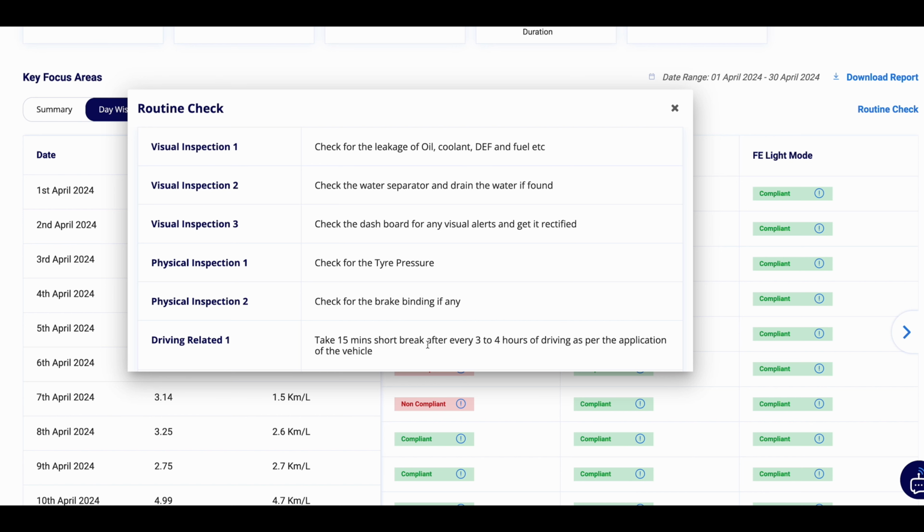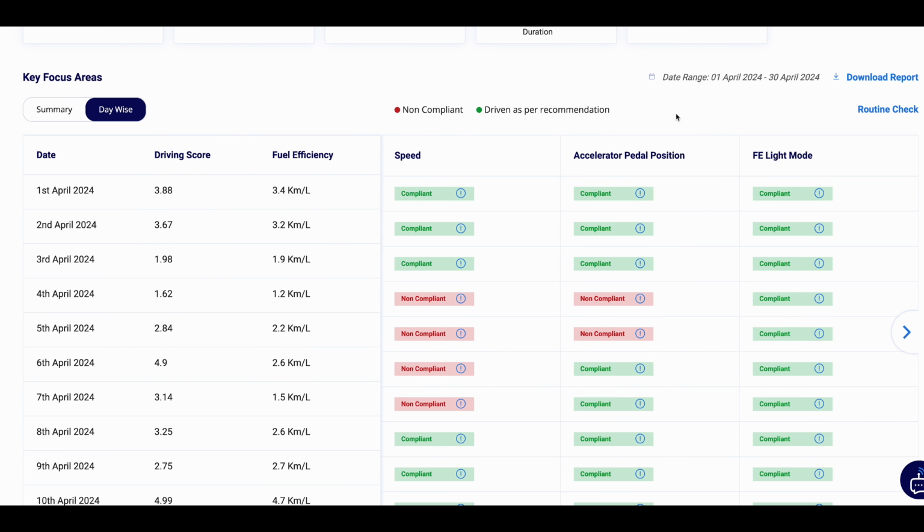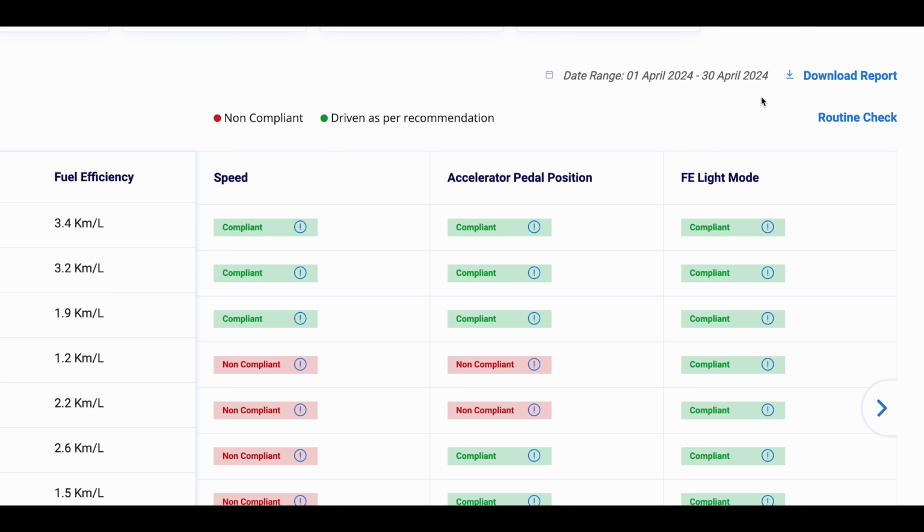The system also suggests a general tip on driving habits, such as taking short breaks, 15 to 20 minutes, every 3 to 4 hours of driving to refresh oneself and maintain focus behind the wheel. The system offers tools to analyze your vehicle's performance and identify areas for improvement. You can download comprehensive reports for detailed analysis.